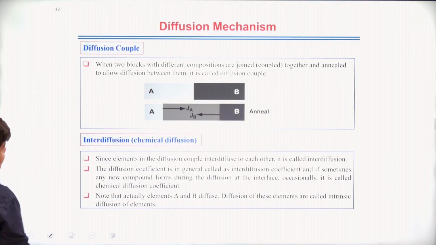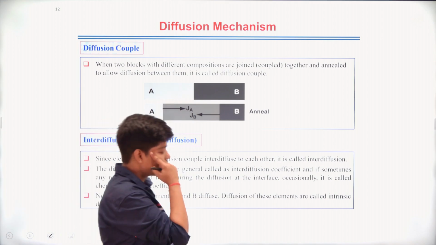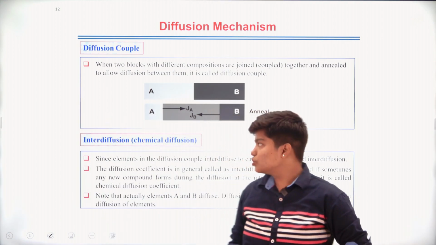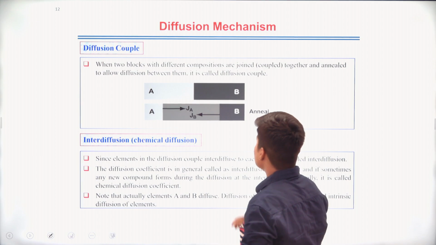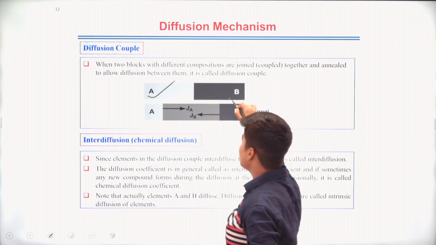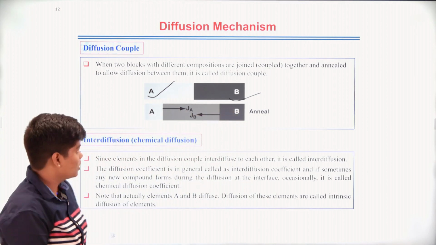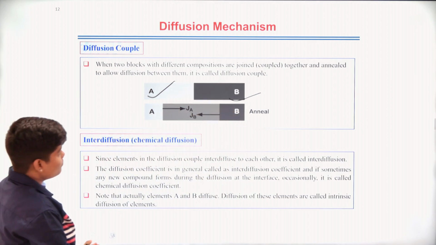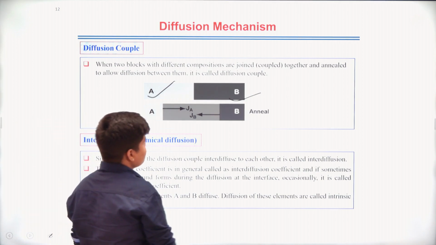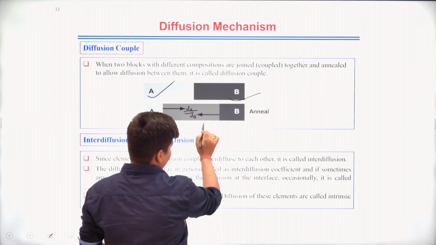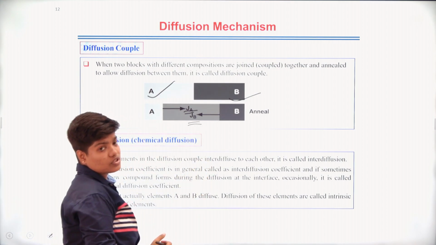So now, what is a diffusion couple? A diffusion couple means two materials, let's say A and B, two blocks with different compositions, that are bonded or annealed together. JA is known as the diffusion flux of A and JB is known as the diffusion flux of B.